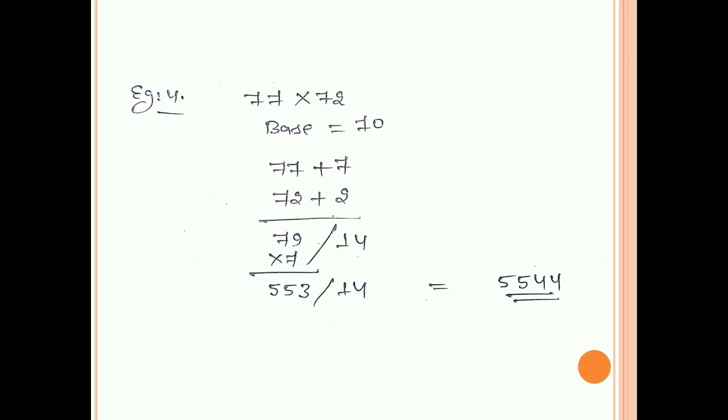Let's see one more example. 77 multiplied by 72. In this, our base will be 70. So 77 plus 7, 72 plus 7. Similarly, we will get 14 and here we will get 79. Multiplied by 7, we get 553, and since there should be only one digit after the slash, 1 will carry over to 553. So we will get 5544 as our answer.